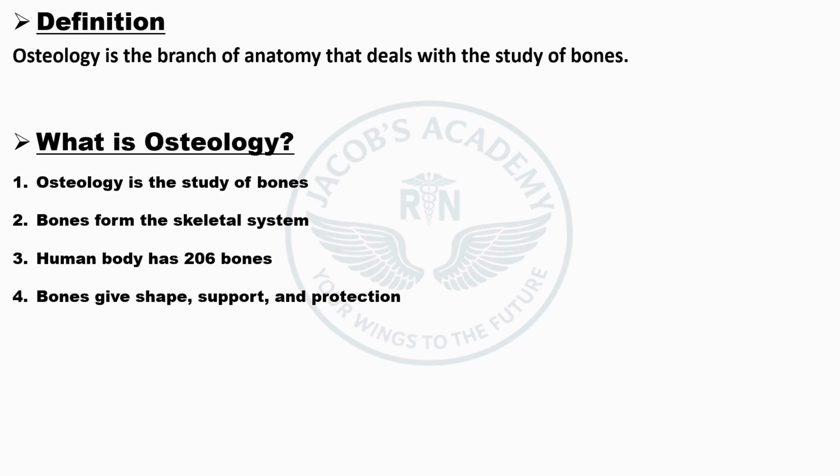Here, points you can see: osteology is the study of bones from the skeletal system. And the third one is the human body has 206 bones. Last point is bones give shape, support and protection. So the human body has 206 bones, and these bones give shape, support and protection to the body. So this definition is very important for exams. So remember it clearly.